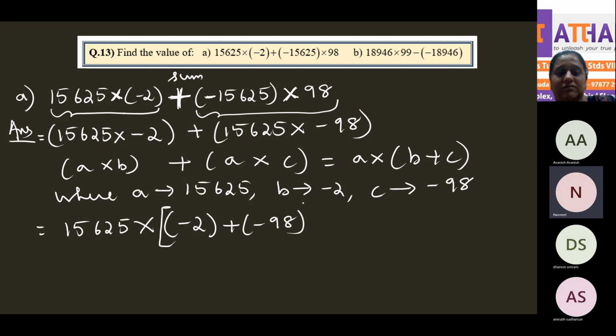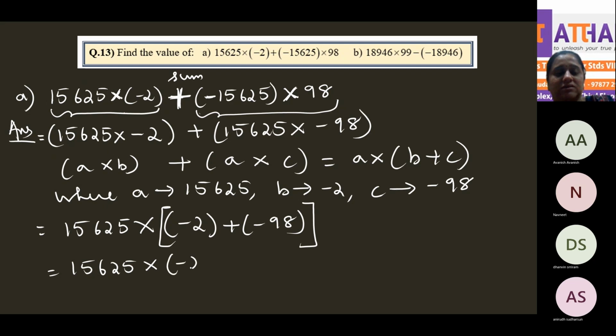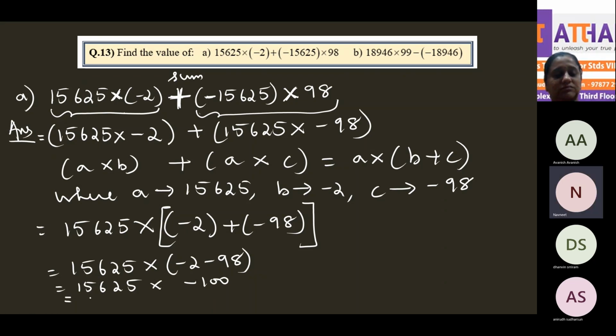Correct. Even I have got the same answer. So it is nothing but A into B plus C. See how I've written it. 15,625 into minus 2 minus 98, which is minus 2 plus minus 100, minus 100. So what's the final answer? Ma'am, the answer is 625 and add the 2 zeros. Minus 1562500. Just make the last 2 zeros in the answer.